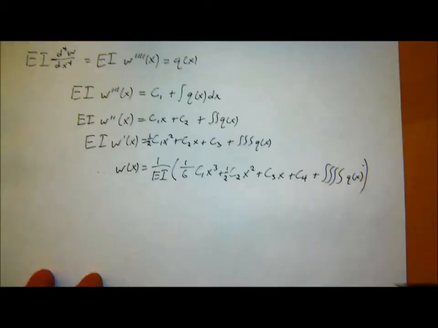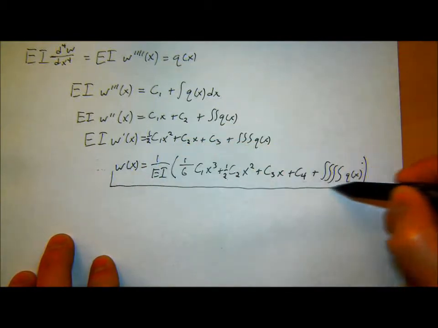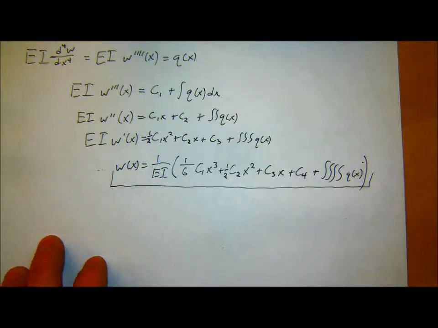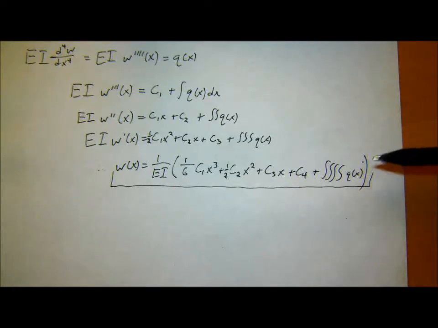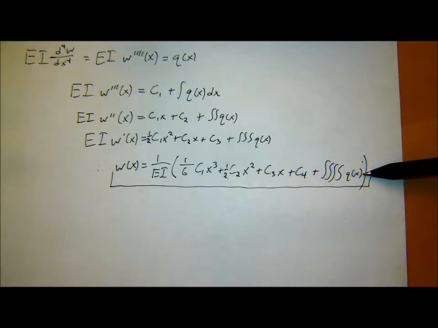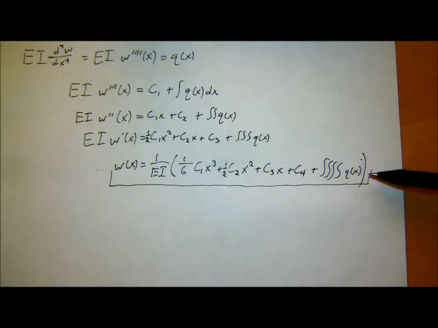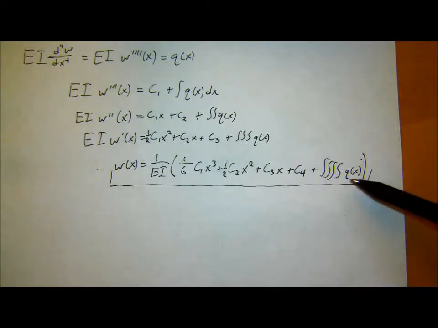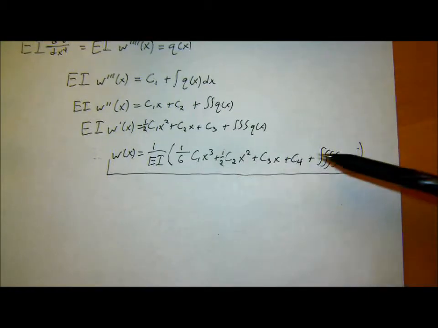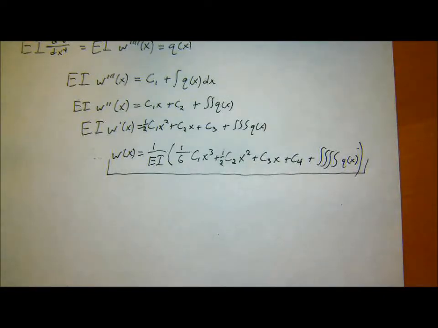And so this one equation is a general solution to beam bending. So if we have some applied q here on the surface, you can then integrate this thing out. If you know boundary conditions at different points, then you can figure out what these constants are, plug them in, and get a general deflection equation. And so now I'll show an actual example of how we go about calculating that.